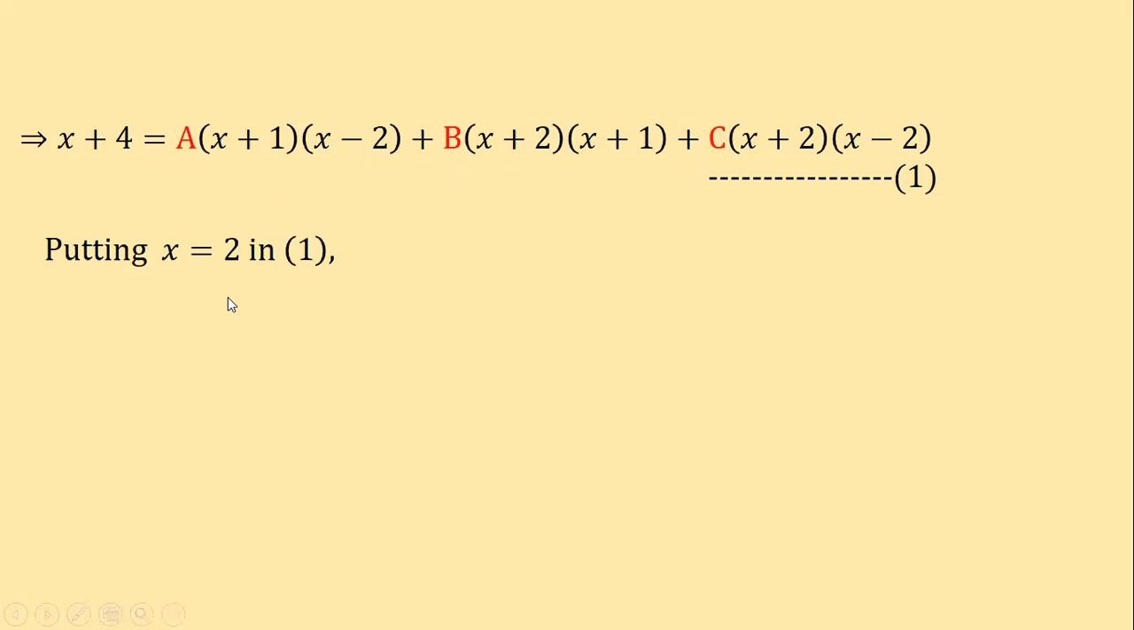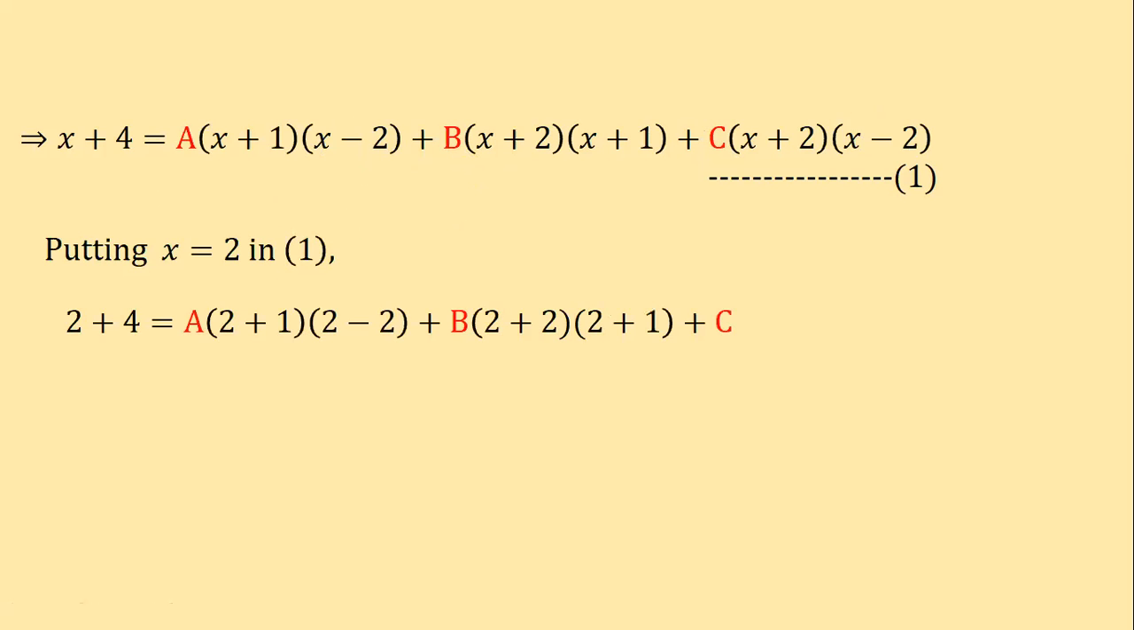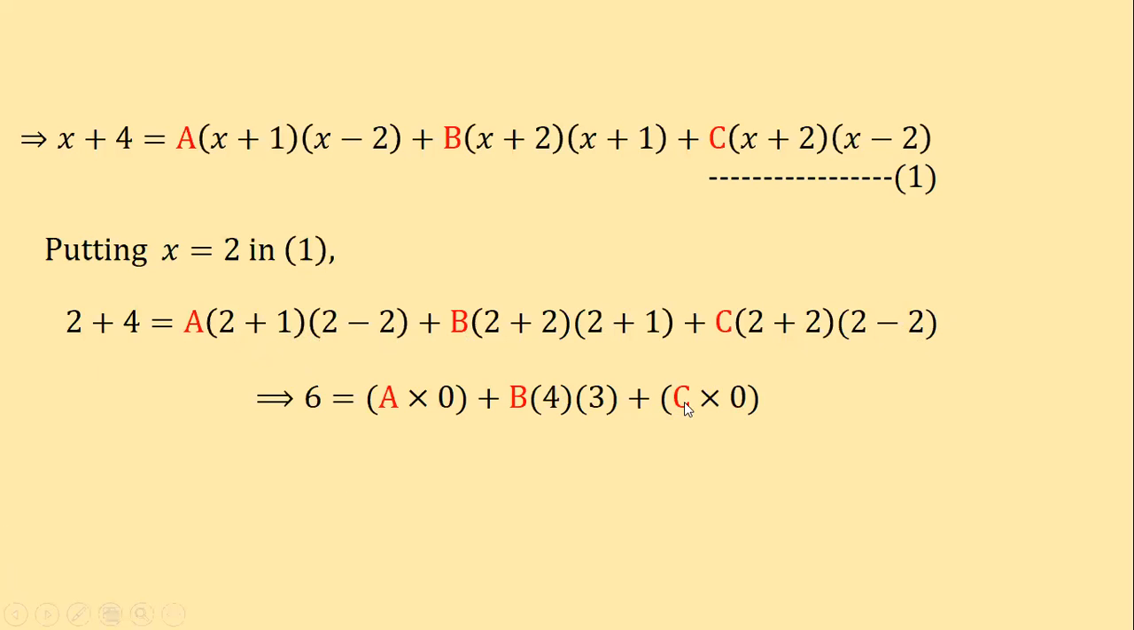Okay. So let us see here. 2 plus 4 is equal to a into 2 plus 1 into 2 minus 2, plus b into 2 plus 2 into 2 plus 1, plus c into 2 plus 2 into 2 minus 2. Okay. So this 2 minus 2 term becomes 0. And here also we have 2 minus 2. This is also 0. So 2 plus 4 is how much, children? It is 6. 6 is equal to 2 plus 1 is 3, which is into 0. It is 0. Plus b into 2 plus 2 is 4. 2 plus 1 is 3. Plus c into this whole term is 0.